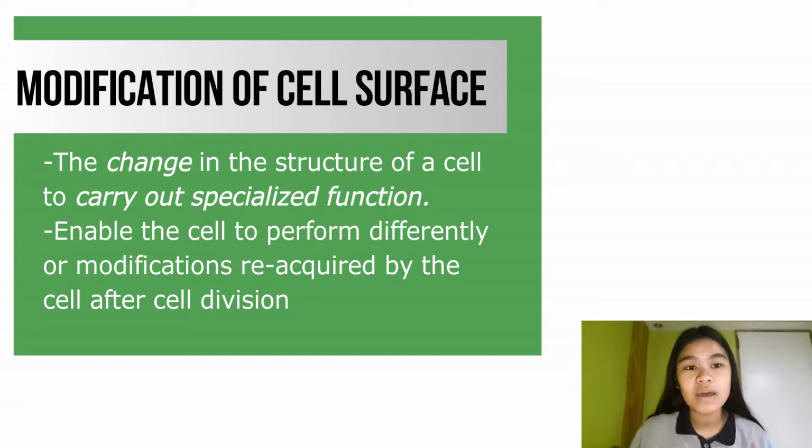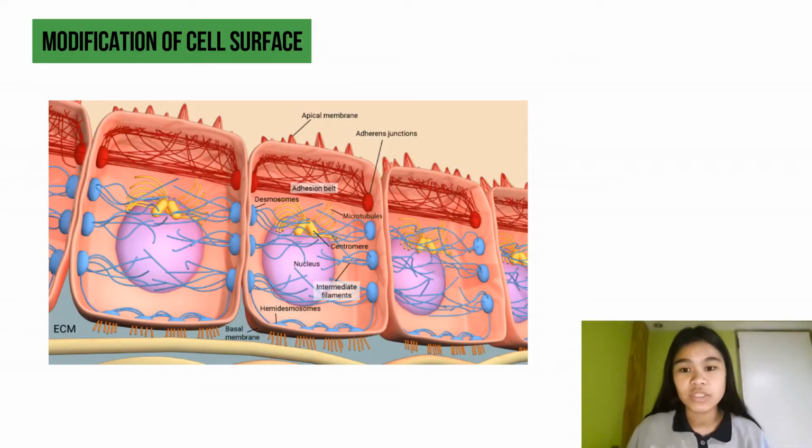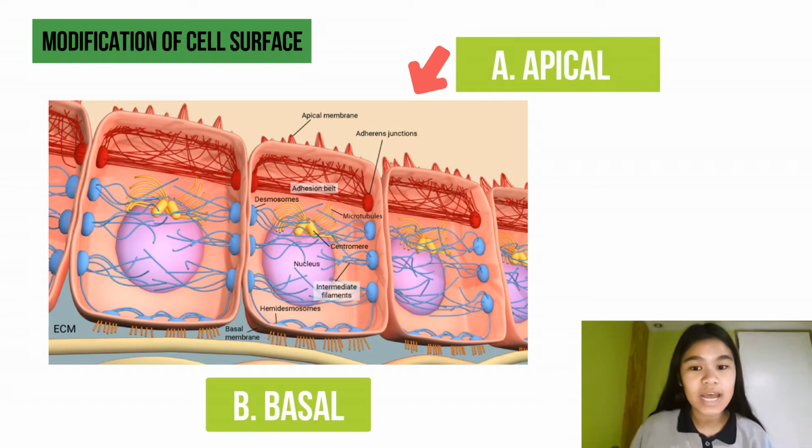So, ito yung mga roles, ito yung nagbibigay ng silbi sa isang cell to perform a task. So, kung walang modification of cell, ay maaring hindi mabuhay ang isang organism. So, what are these modifications? We have apical, basal, and lateral.